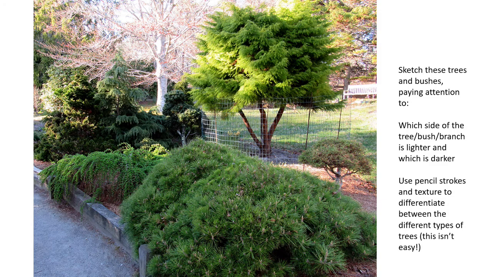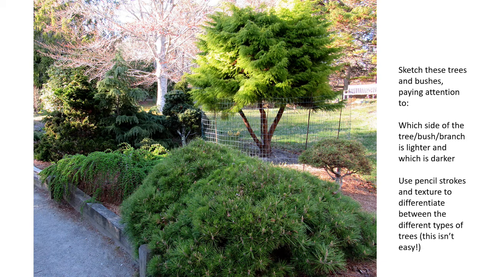So here are two exercises I'd like you to consider for sort of homework this next week. I think you'll find them really useful based on all the things that you've done so far. So the first one is to sketch these trees and bushes, paying attention to which side of the tree or bush or branch is lighter and which is darker. And you can see that by squinting. Very difficult to see if you don't squint with all of that green going on.